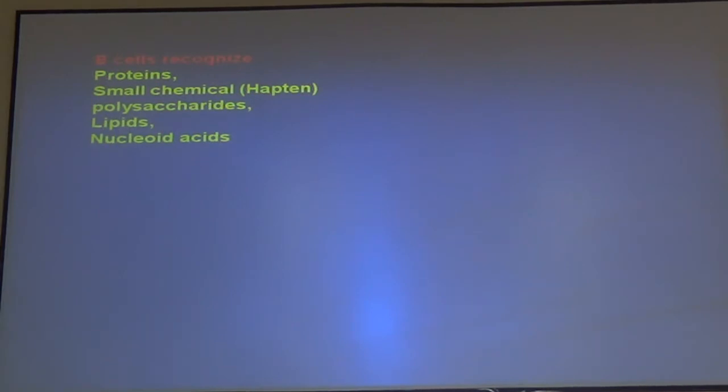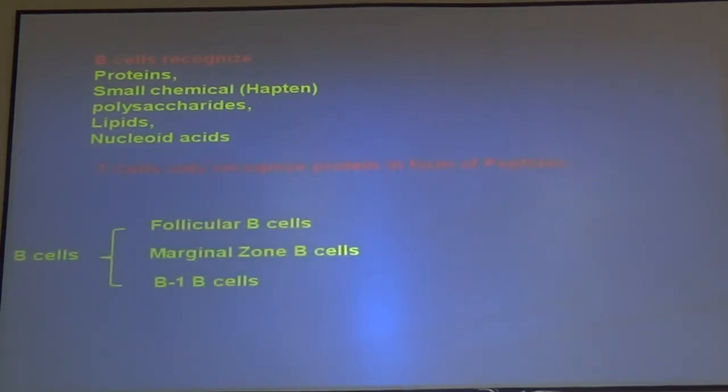Okay, so B cells, in contrast to T cells, which recognize protein as a peptide, can recognize protein, hapten, polysaccharide, lipid, and nucleic acid. But T cells, as I mentioned, can only recognize protein as a peptide.